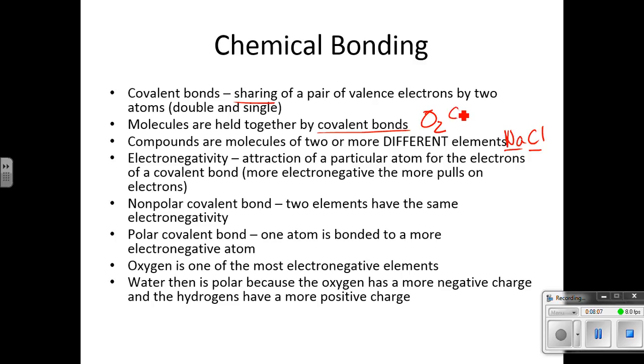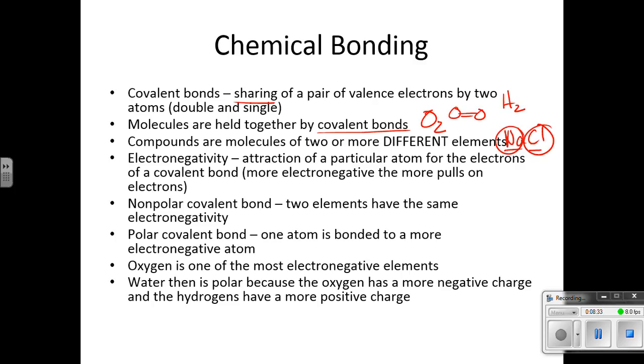The O and the other O are being held together by a bond, but since there's no other atom besides oxygen, it's not considered a compound. H2 would be in the same category there. But these guys are being held together by a bond, and they're two different elements.